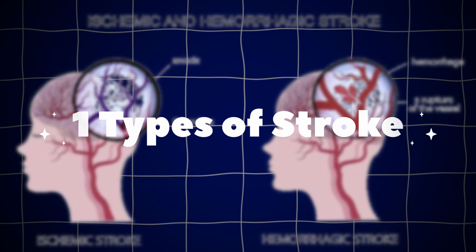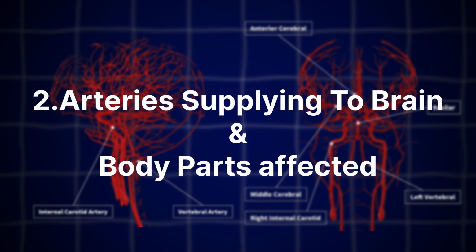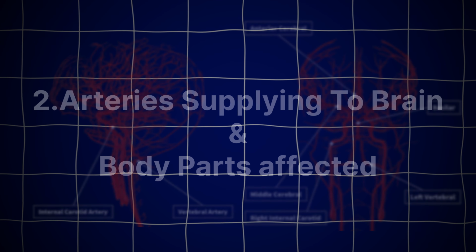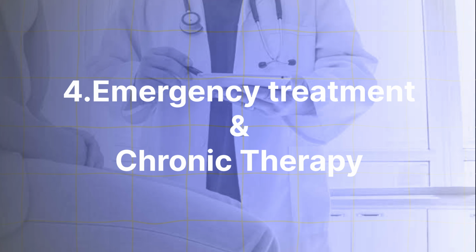Okay, so today we are going to talk about stroke. We will talk about different types of stroke, what are the arteries that supply the brain, and what if those arteries are blocked, what are the parts that get affected, how do you manage a patient of stroke in emergency, what is the acute treatment of stroke, and what is the chronic therapy for stroke patient.